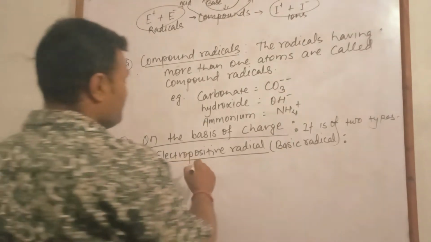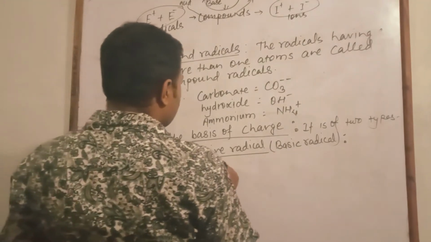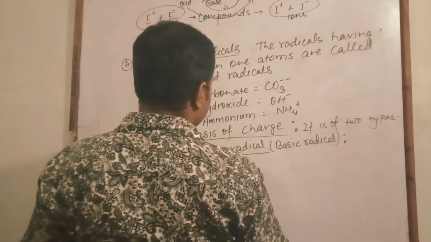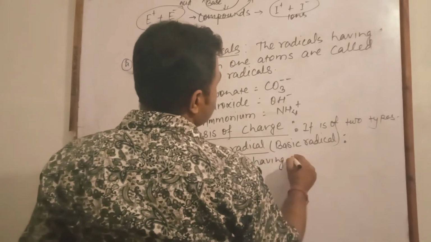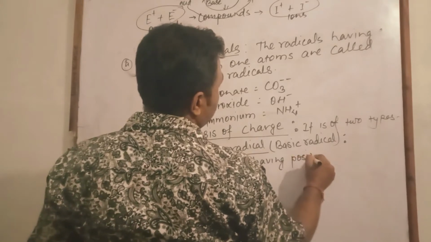electronegative radical. And how do we define the radical having positive charge on them?